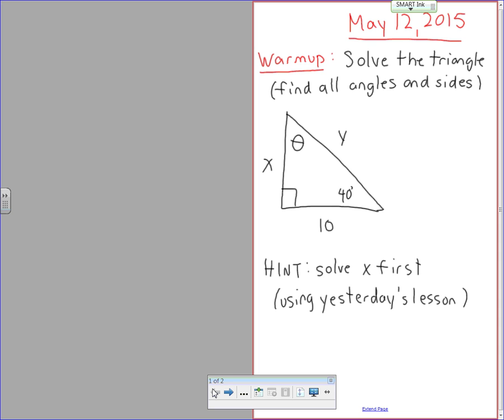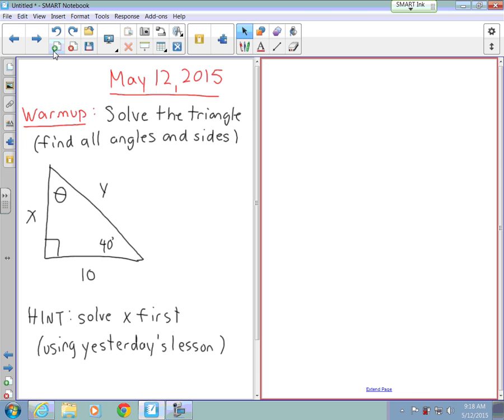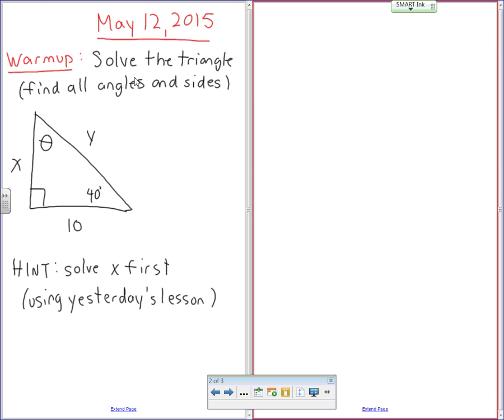It says solve a triangle. That means find all angles and sides. Solve for x first using yesterday's lesson. The reason I say that is because that's the only thing you can find. Maybe before I do that, I'm going to actually cheat and ask somebody to solve for theta. Could someone from yesterday that was here solve for theta first?